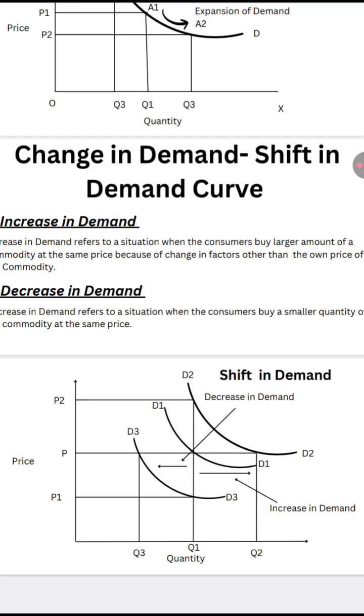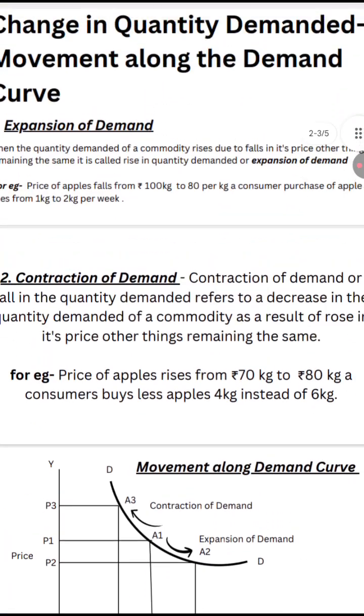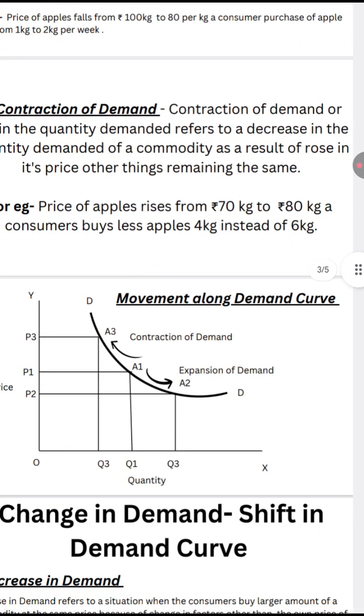And vice versa, if the demand shifts from D1 to D3, or D2 to D3, then that is called a decrease in demand situation. So these are the two terms, increase in demand and decrease in demand, in shift in demand curve. I hope you all have understood this change in quantity demanded, that is movement along the demand curve and shift in the demand curve. Thank you.